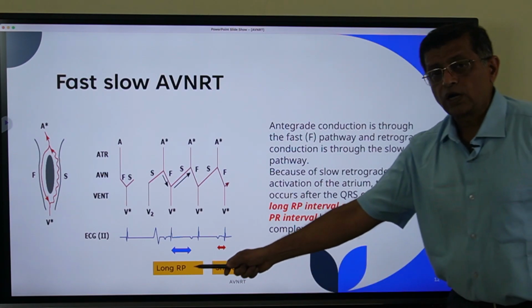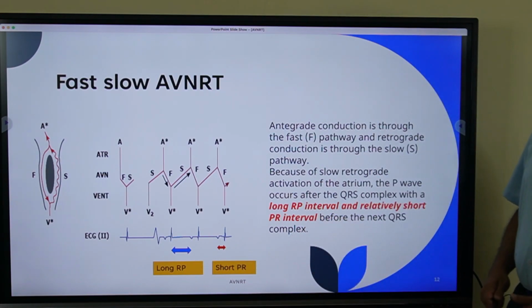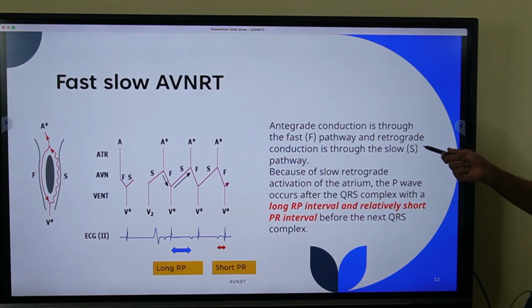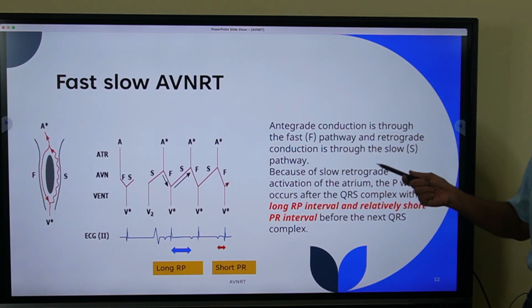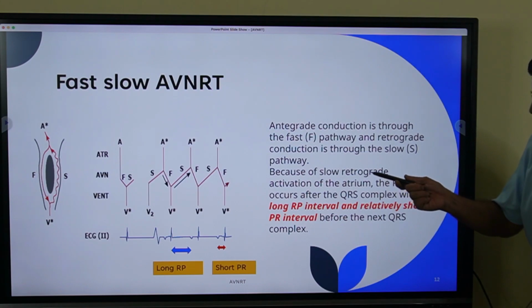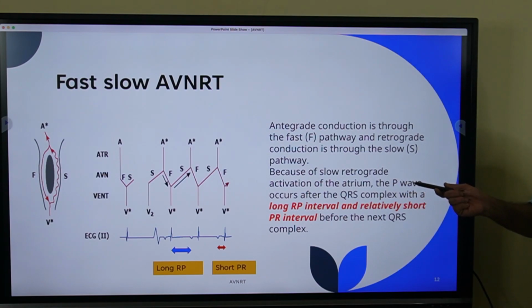So this is long RP tachycardia. Antegrade conduction is through the fast pathway and retrograde conduction is through the slow pathway. Because of the slow retrograde activation of the atrium, the P wave occurs after the QRS complex. This is long RP tachycardia.